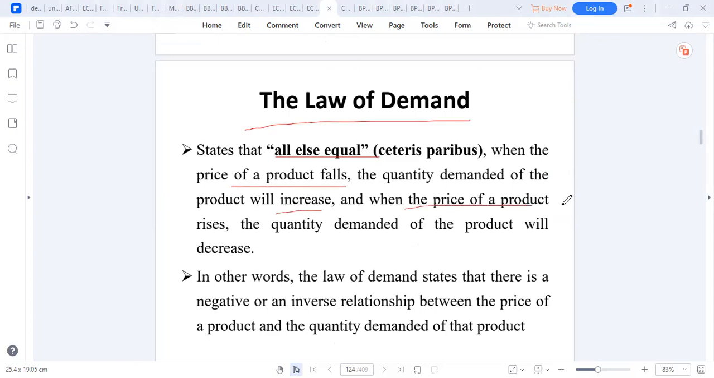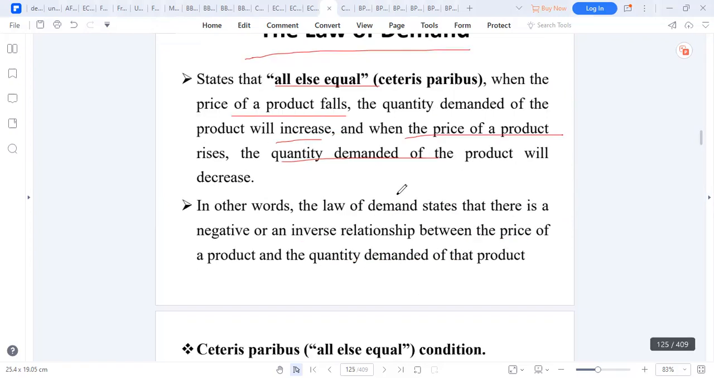And when the price of the product rises, the quantity demanded will decrease. So this gives us a flow of the demand schedule, giving it a downward sloping trend. In other words, the law of demand simply states that there is an inverse relationship between price and quantity demanded, or the higher the price, the lower the quantity demanded.